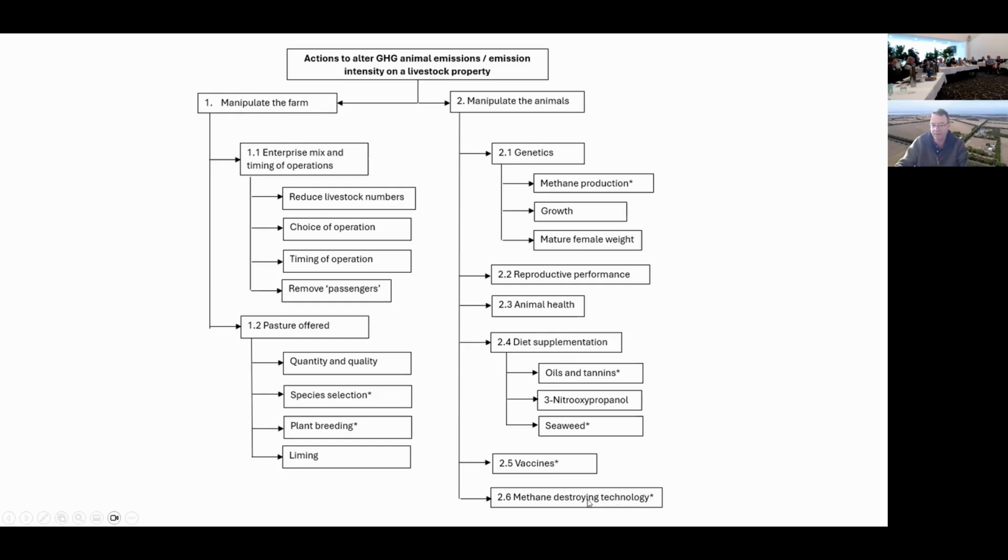Not sure how it'd go with 5,000 ewes running around in a paddock with these little harness things on their heads, catching the methane they're breathing out. But that technology's there as well.